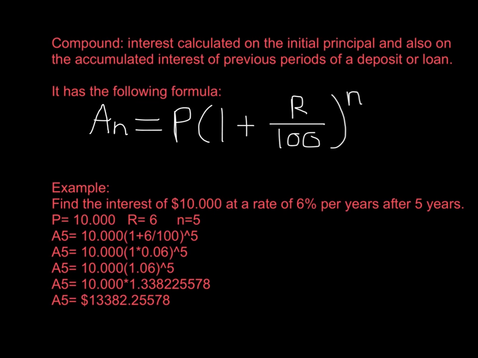Now we have down an example. If they tell you to find the interest of 10,000 at a rate of 6% per year after 5 years, you just need to rearrange it for the formula, and it will give us this, and it will give us the following answer. So a tip would be to always keep all the decimals, because you need to be as precise as possible.